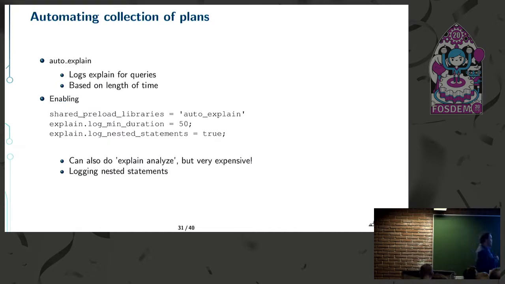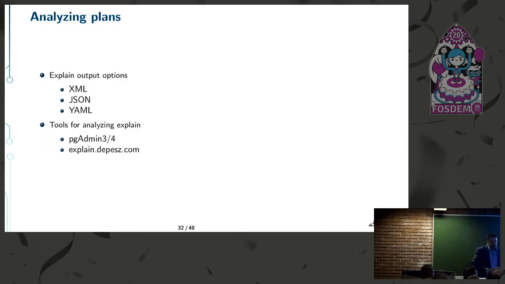You can automate the collection of plans for queries that are run using a tool called auto_explain, which logs explain for queries. This is also based on the length of time, but basically you put it into shared preload libraries, and then you can set the log_min_duration, and you can say you want to log nested statements too. It'll give you statements inside of PL/pgSQL functions, for example. You can also have it log explain analyze, but that's very expensive. Explain also gives you a few different options for the output format: XML, JSON, and YAML.